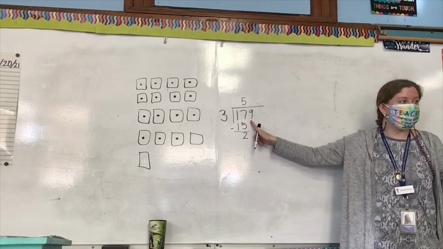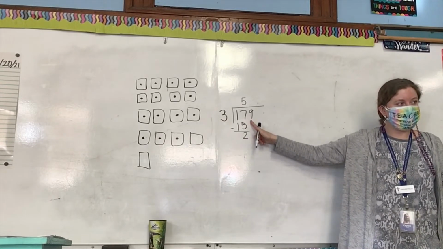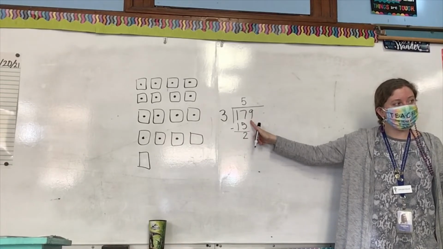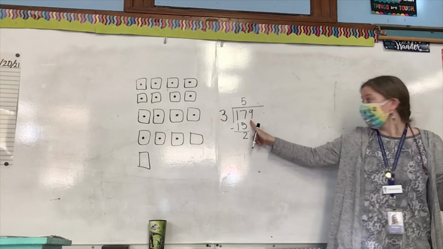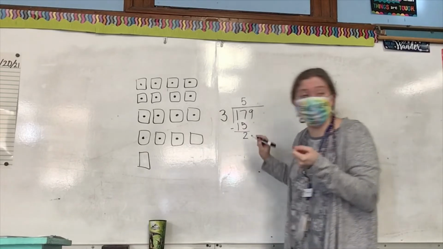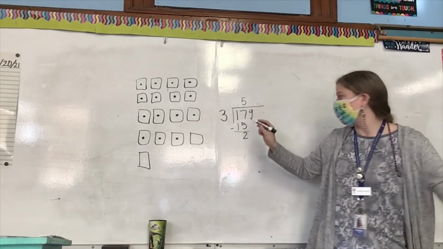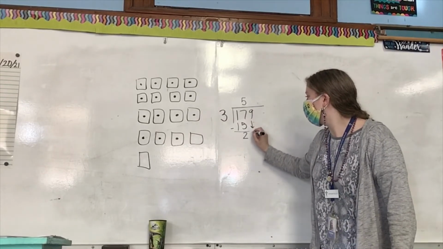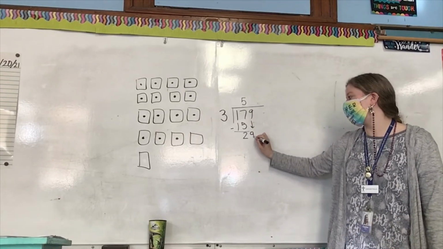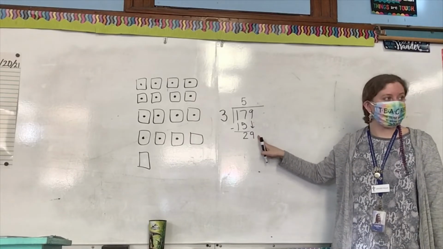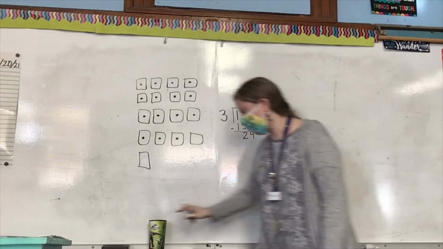What about this 9 in the ones place? Can we use it? Yes. How do we know we can use it? Because there's not an arrow or a digit underneath it. So what am I going to put to show that I've used it, so I don't get confused? An arrow. And now I have created my new dividend. What is my new dividend, Mason? 29.